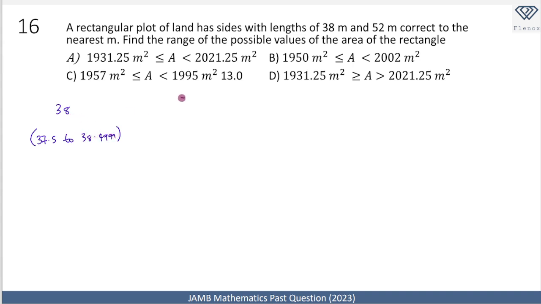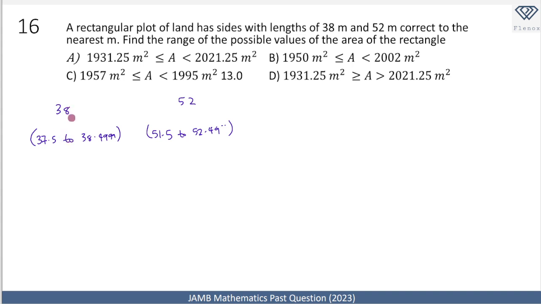What about for the second number, 52? The possible range of values for that is similarly going to be 51.5 to 52.49999. So these are the range of values I can approximate to get 52, and these are the range of values I can approximate to get 38.